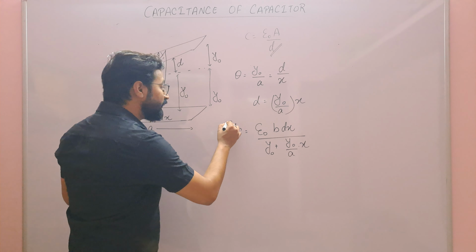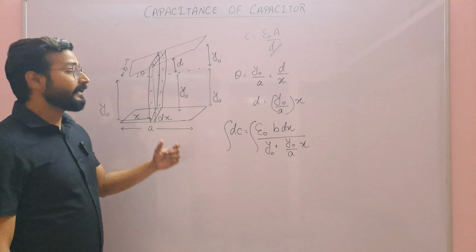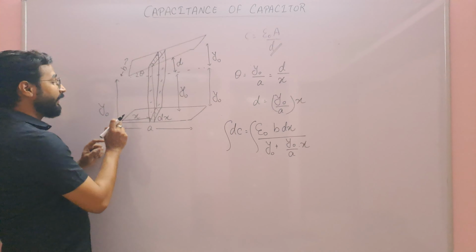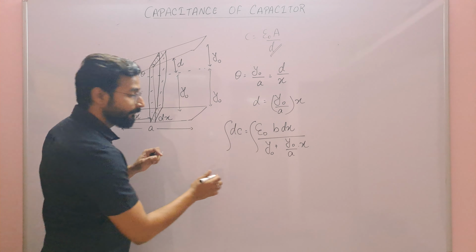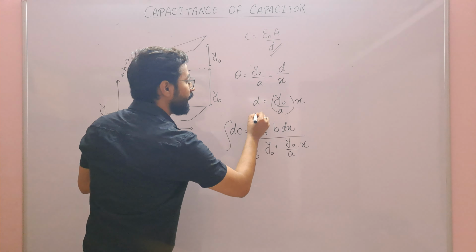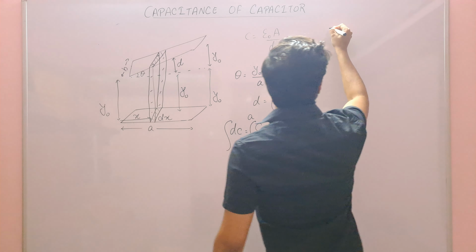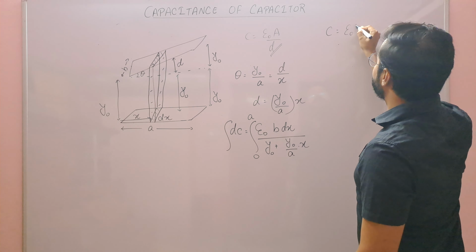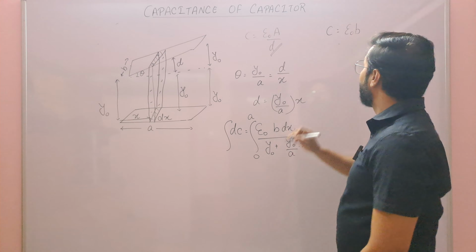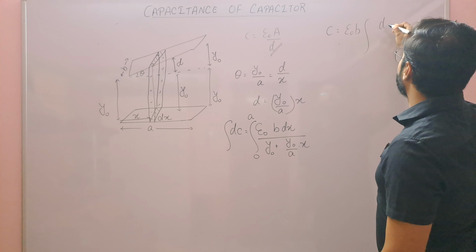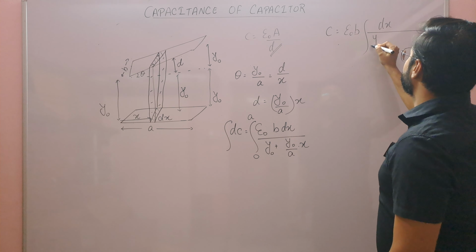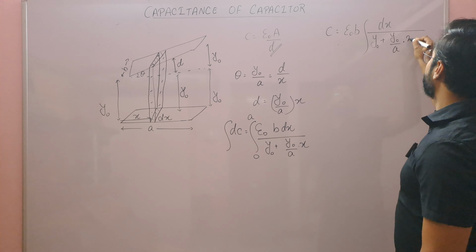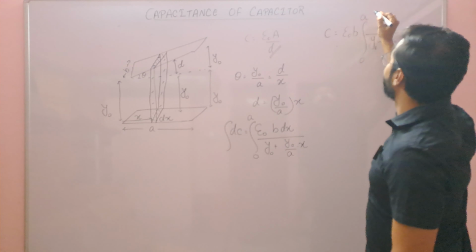Now the integration of this term will give us the capacitance of this setup. So what is the variable? That is x. Its limit will be 0 to A. First of all, we'll write epsilon naught and B outside the integration, epsilon naught B, and we will integrate dx upon y naught plus y naught upon A dot x, limit 0 to A.